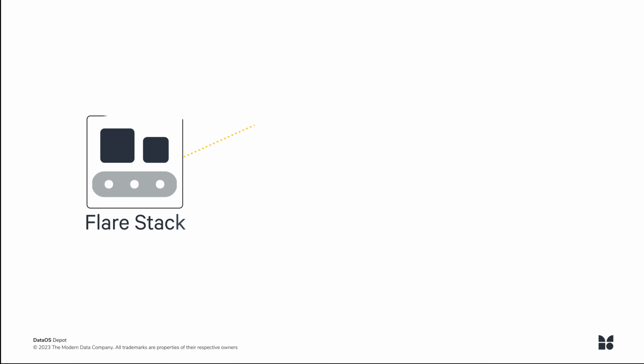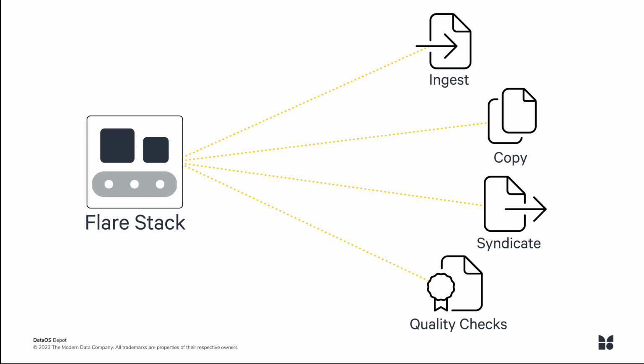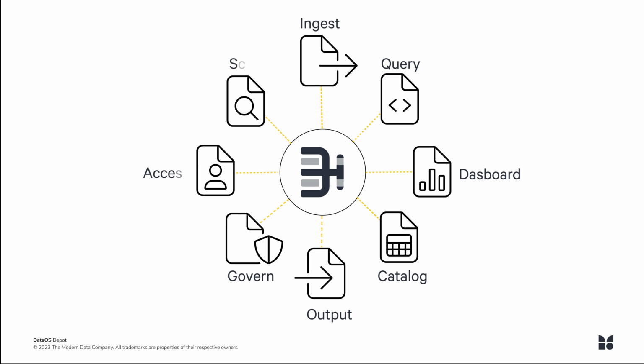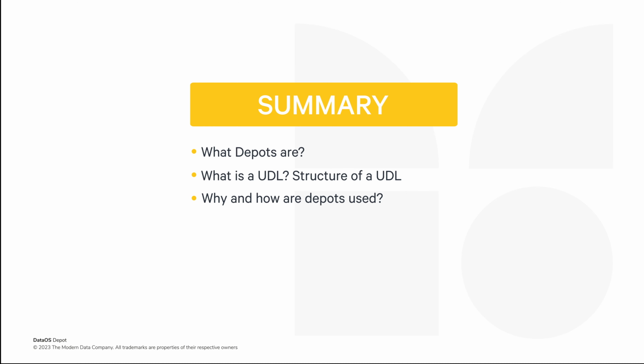You can ingest data from, copy, or syndicate data to a source system by using Flare Stack. You can run quality checks and perform transformations on the data in the source system. You can perform many other operations on the data after Depot is created. In summary, you have now learned what depots are, what is a UDL, structure of a UDL, why and how are depots used, what can a user do after the creation of a depot.